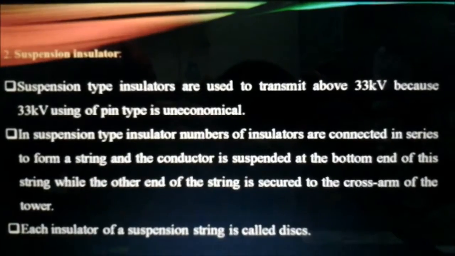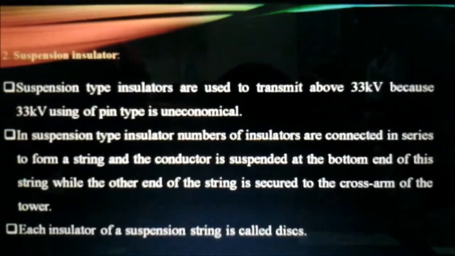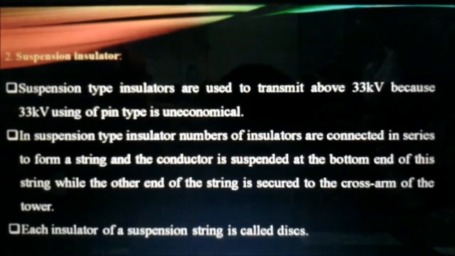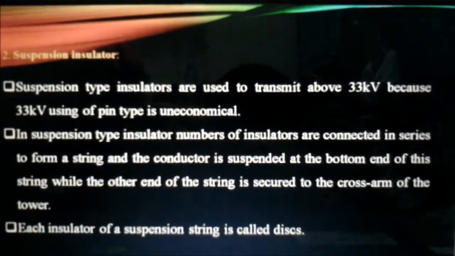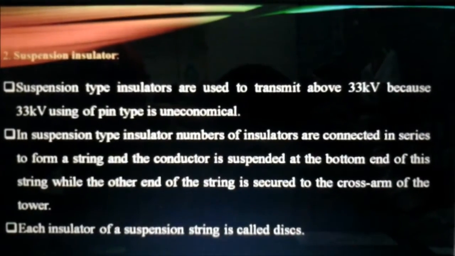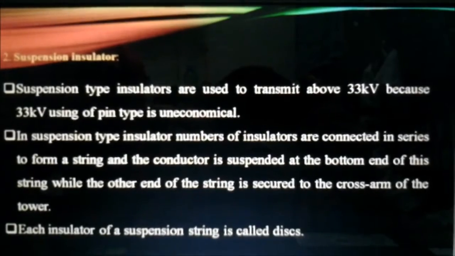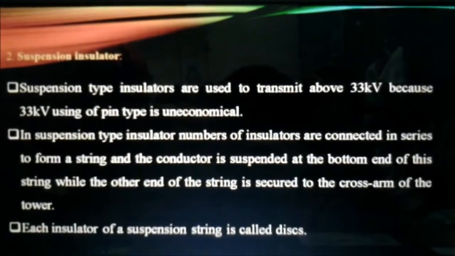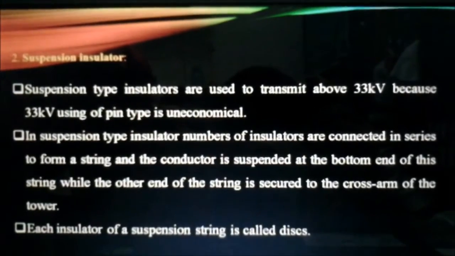In suspension type insulator, a number of insulators are connected in series to form a string, and the conductor is suspended at the bottom end of this string, while the other end of the string is secured to the cross arm of the tower. Each insulator of a suspension string is called a disc.